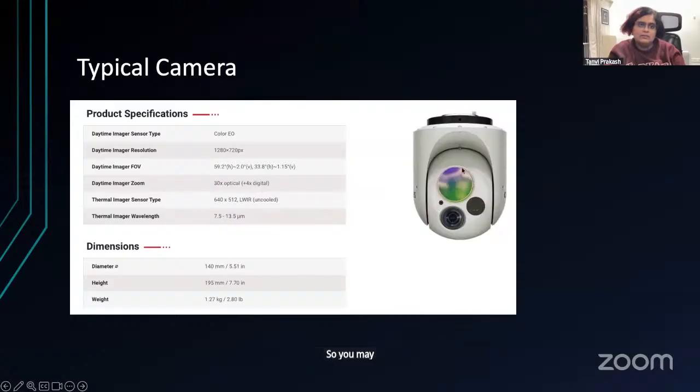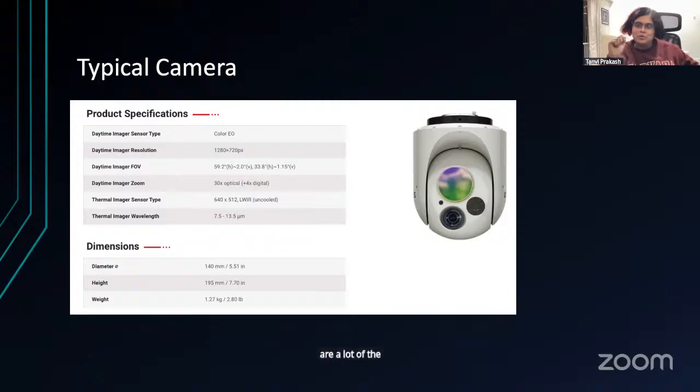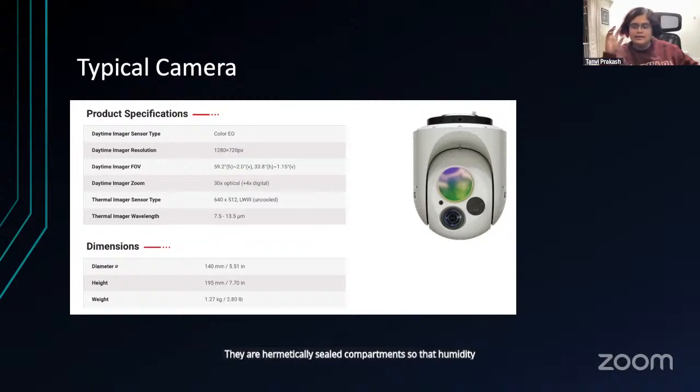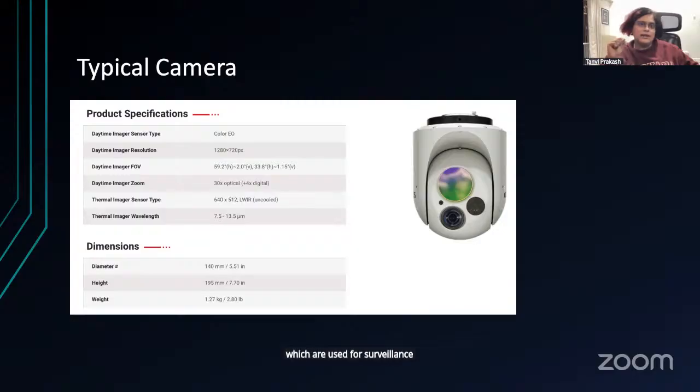Okay. And this particular camera has, you can see all these various apertures here. So you may have a daylight camera, which may look like this. You may have a thermal camera, which may look like this. And these are the kind of wavelengths that this works in. Inside this station are a lot of the other elements which we spoke about: the lens, the shutter. Sometimes these are also hermetically sealed compartments so that humidity can't get in and destroy the quality of your image, etc. So these are very, very specialized kinds of cameras which are used for surveillance in flight.